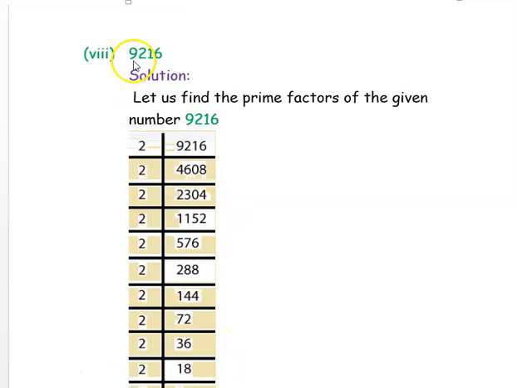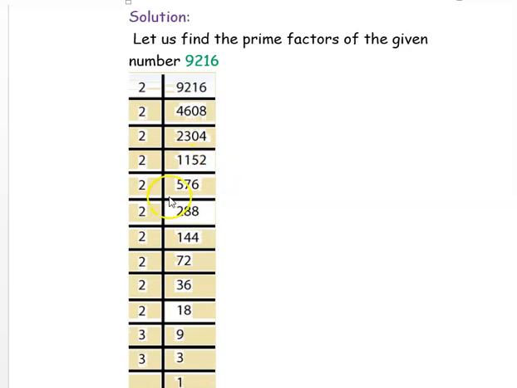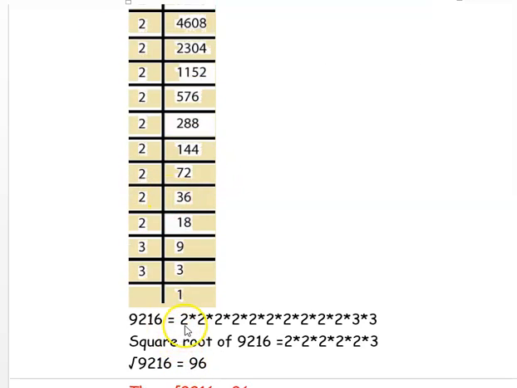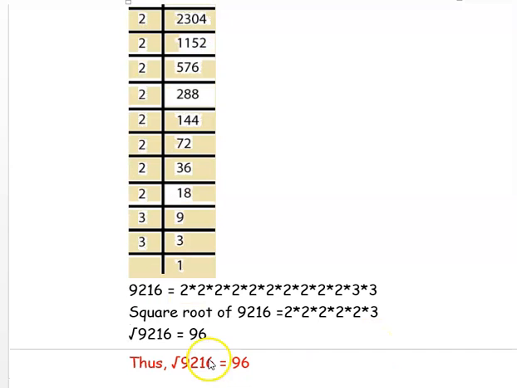The next number given is 9216. First I am going to find the prime factors for 9216. I am dividing it by 2 and 3. So I am writing the prime factors: 2 into 2 into 2 into 2 into 2 into 2 into 2 into 2 into 2 into 2 into 3 into 3. I am writing it 1, 2, 3, 4, 5, 6, 7, 8, 9, 10 times 2. So for the square root of 9216, I am writing five 2's: 2 into 2 into 2 into 2 into 2. For 3 you have 1 pair, so I am writing it once. Thus the square root of 9216 is 96.